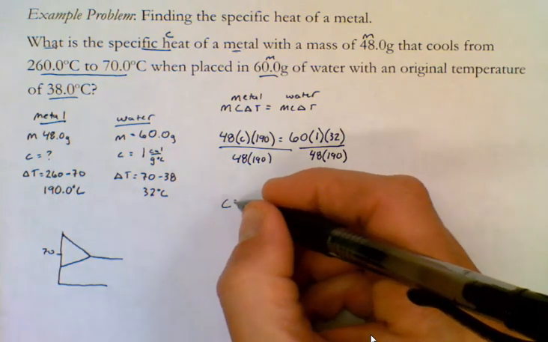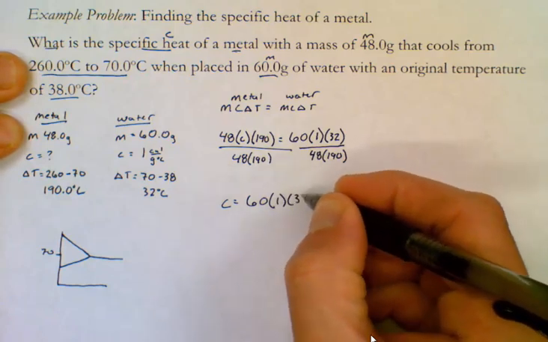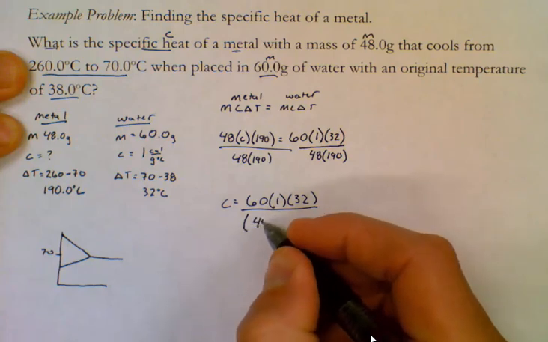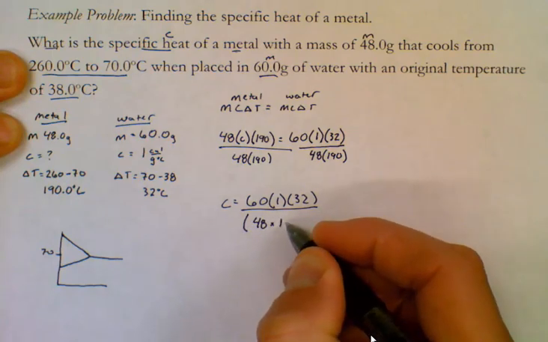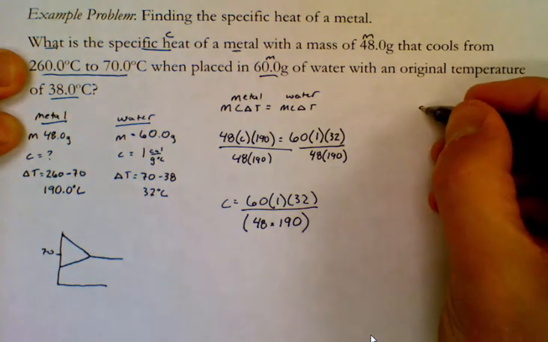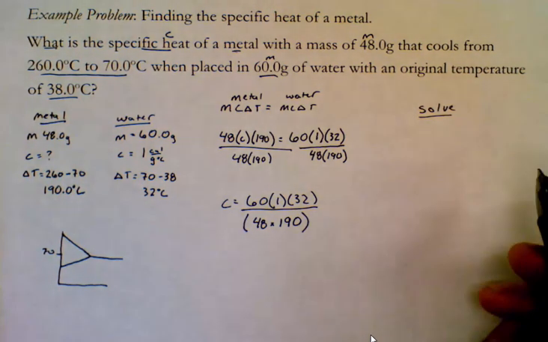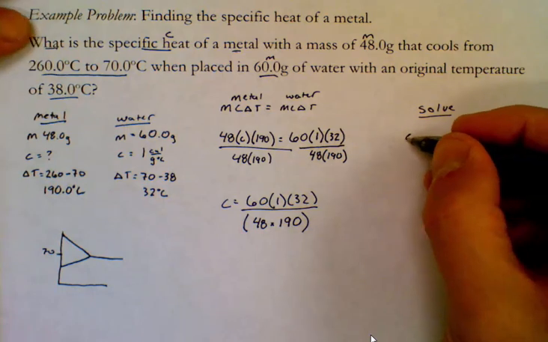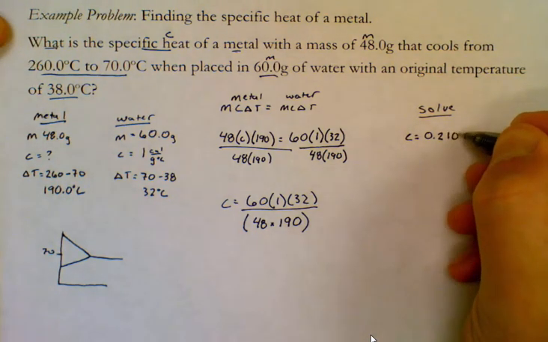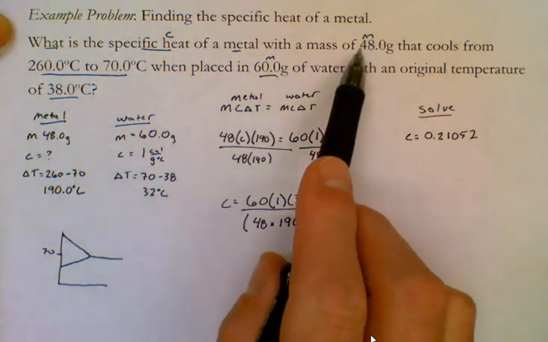So C equals 60 times 1 times 32 all over, and your denominator needs to be in parentheses, 48 times 190. Then I'm going to actually solve this. To solve this, you just plug this into your calculator. You're going to get an unrounded number that looks like 0.21052. Going back to sig figs, our masses both have 3.